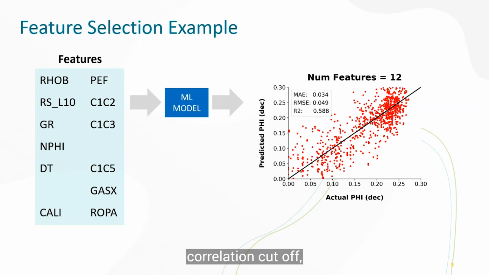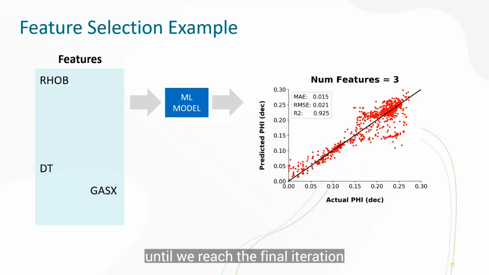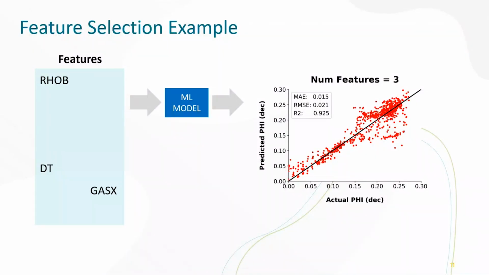As we increase that Pearson's correlation cutoff, we then start to drop some of the features that are poorly correlated. So in this case, we've dropped C1, C4 ratio and our delta rho curve. And we can see that the model has worsened in performance. It's more spread out. But as we start to go through the iterations, we start to improve the performance again of the actual versus predicted until we reach the final iteration where we have 3 features left. So bulk density, acoustic compressional, and our total gas, or our average gas, I think this one was.